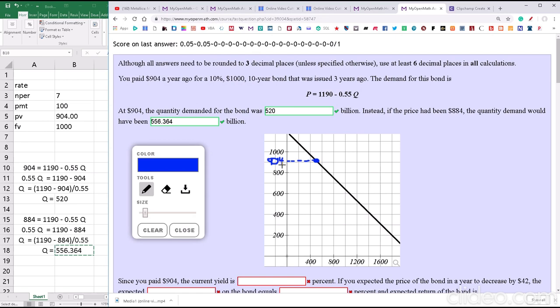And I'm going to label this the price. I'm going to label this the quantity. I'm going to label this demand. And then I'm going to go straight down to my quantity of 520.